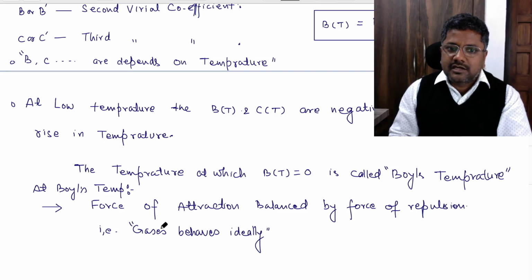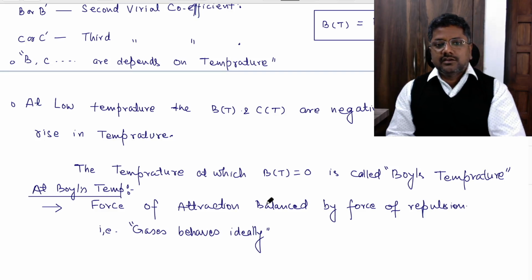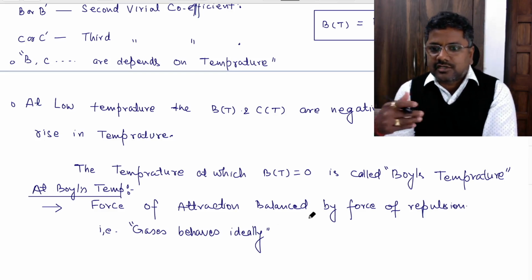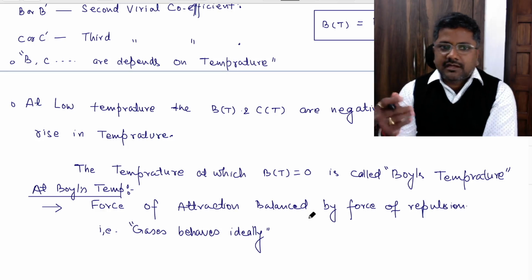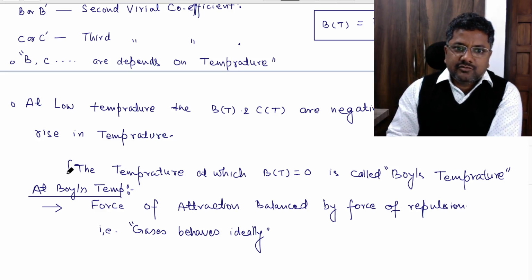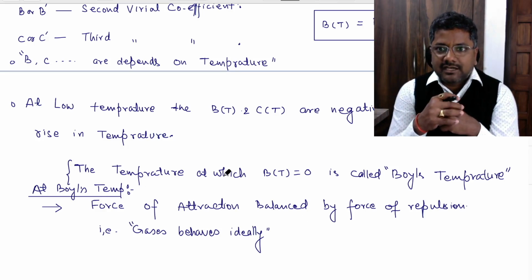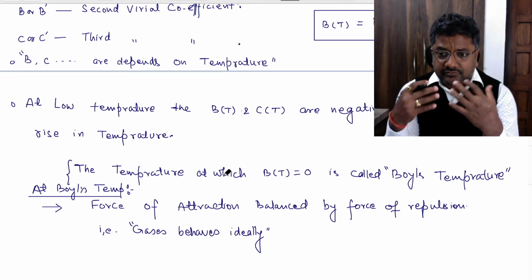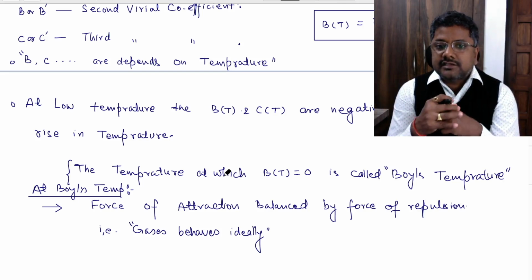Gases behave ideally, right? So at Boyle's temperature, the force of attraction and the force of repulsion are balanced, and in this situation the behavior of the gas is ideal. So Boyle's temperature is the temperature at which the behavior of the gas is ideal, or the second virial coefficient becomes 0 in the virial gas equation.